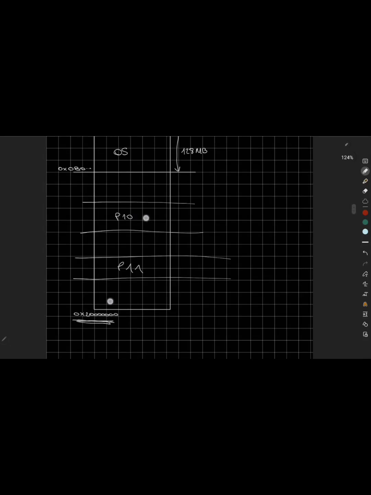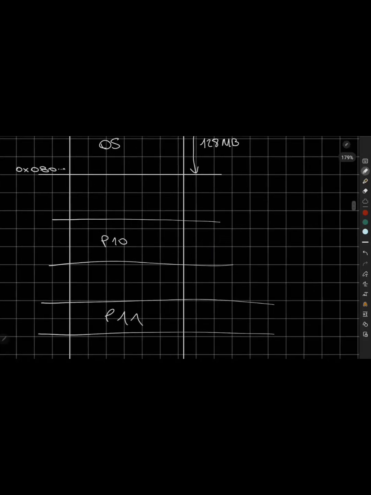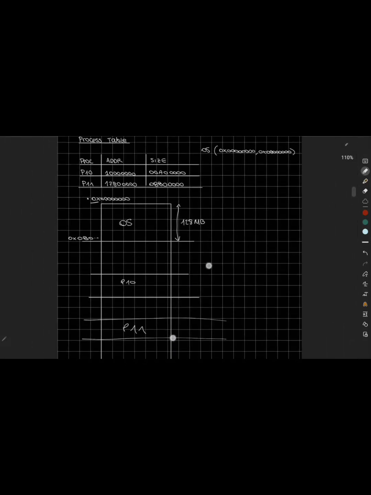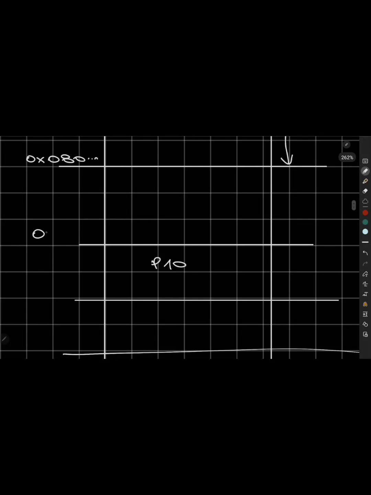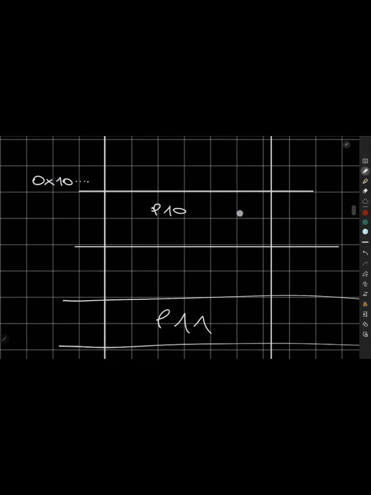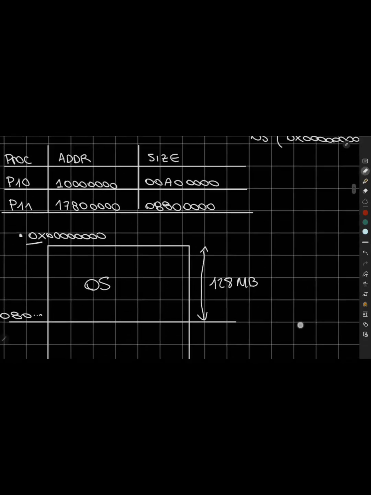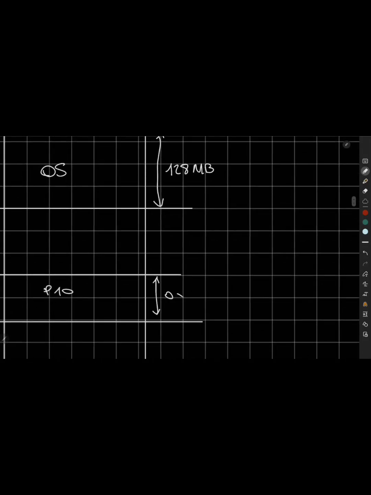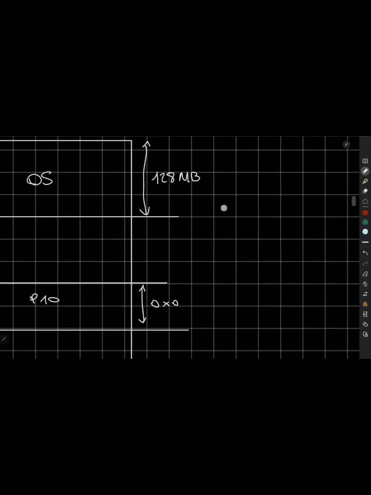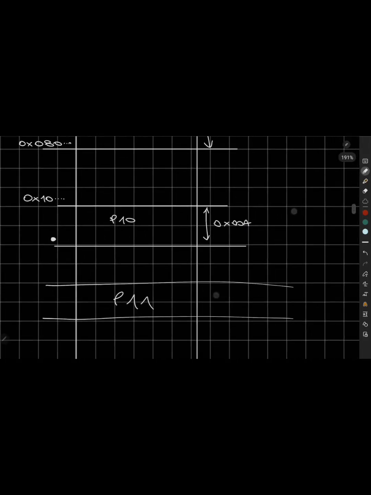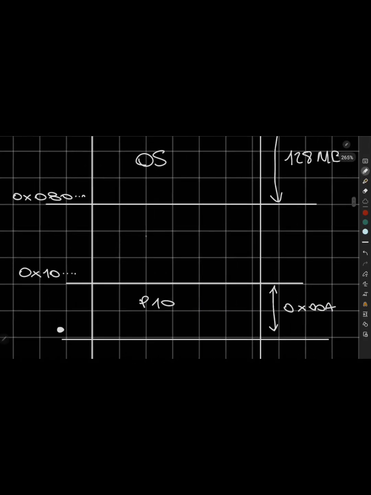All right, so we want to know the... So this one is P10. We of course know the starting address, so this one is 01. And we don't know the ending address, but we know the size of it, which is 0A. And here there is going to be a free block.